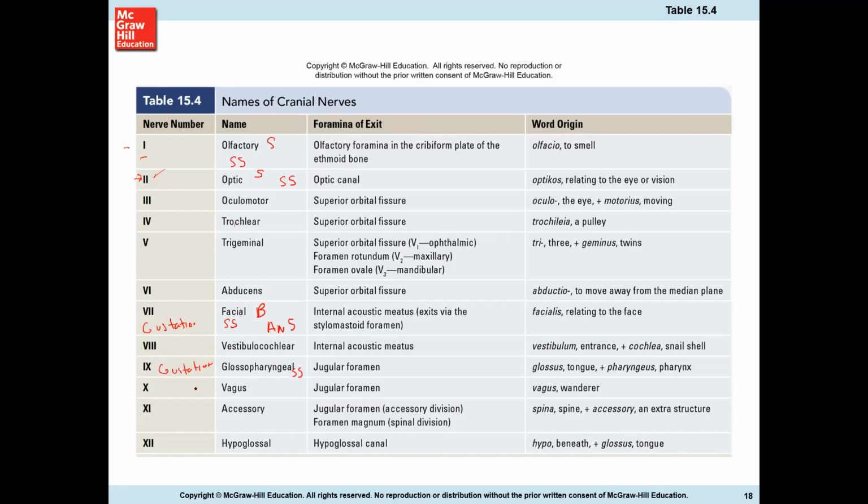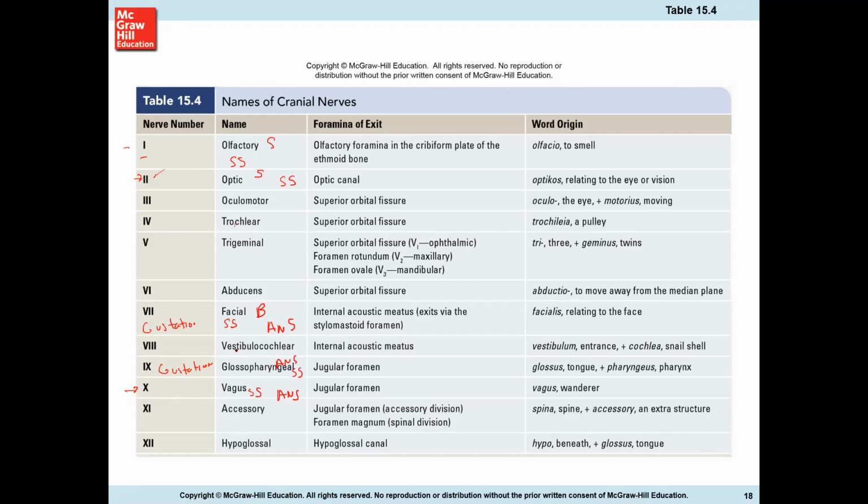And the book doesn't tell you, but the vagus nerve is also taste, but not on your tongue, near your epiglottis and your uvula in the back of your pharynx. So vagus nerve is special sense too. Vagus nerve is the craziest of all the cranial nerves. It has so much function. And it's A and S too. In fact, the glossopharyngeal is autonomic nervous system as well.